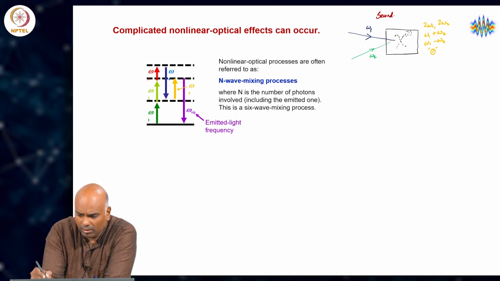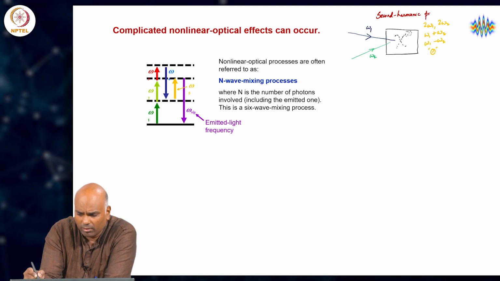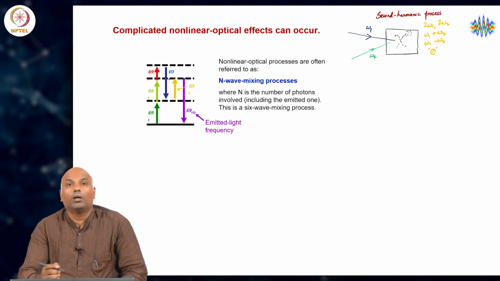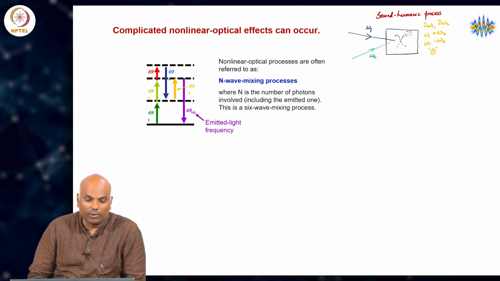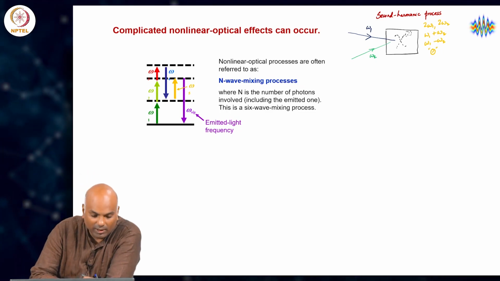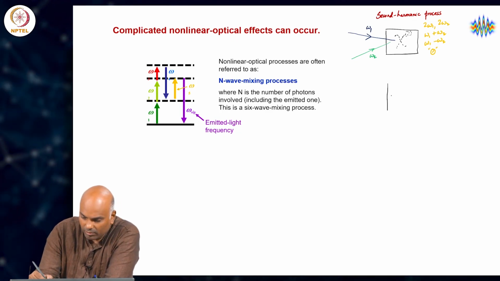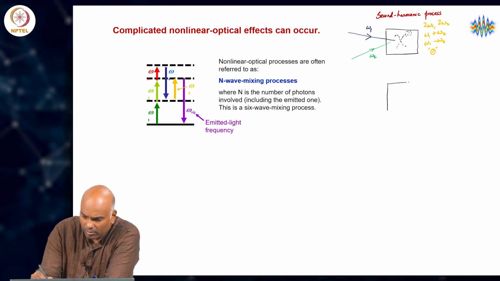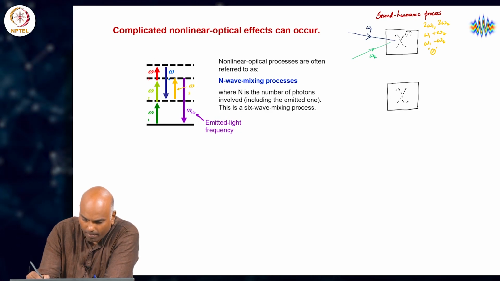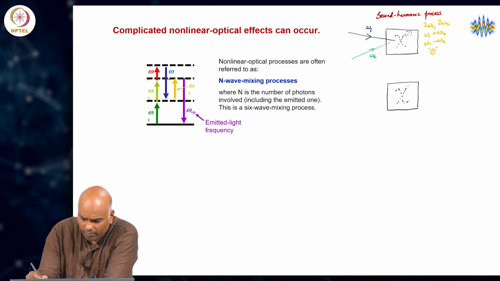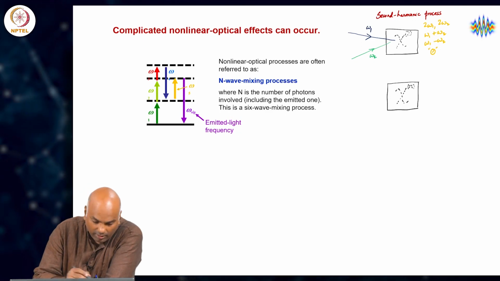So, these are the consequences of the second harmonic process, right. These are the consequences of the second harmonic process, but nothing stops us from envisioning an n wave mixing process where we could have chi n, we could literally have n beams.